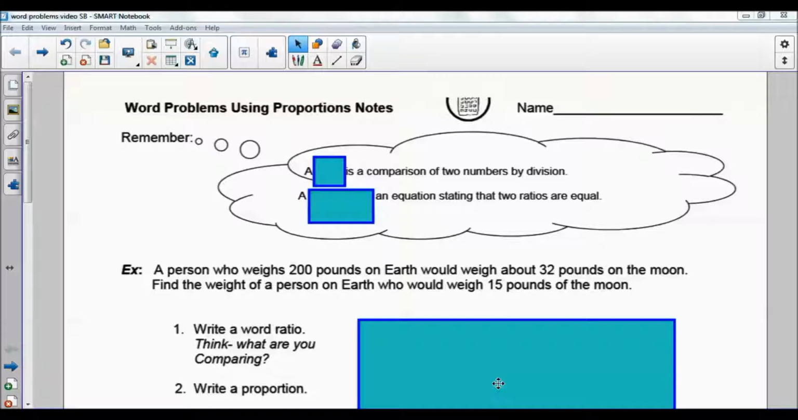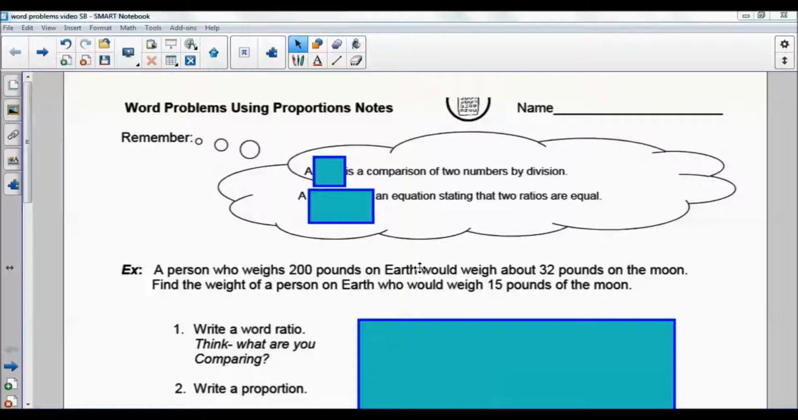Going to talk about using proportions to solve word problems. And we're actually going to do a bunch of word problems in this unit, but we're going to start with some more basic ones, and we're just going to be comparing two different types of things and using word problems with proportions to help us solve them.